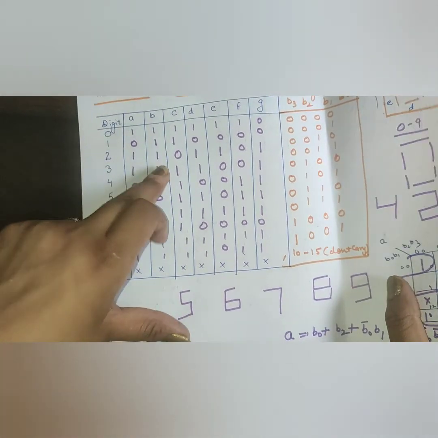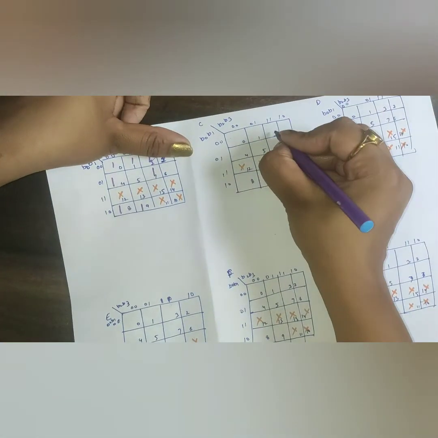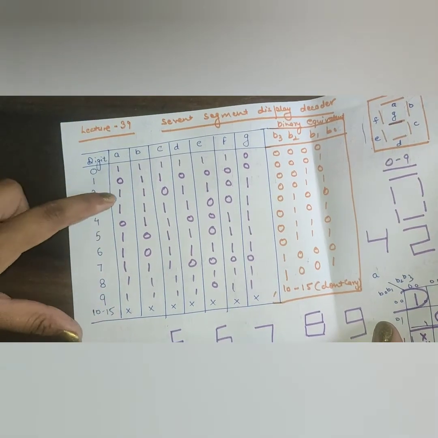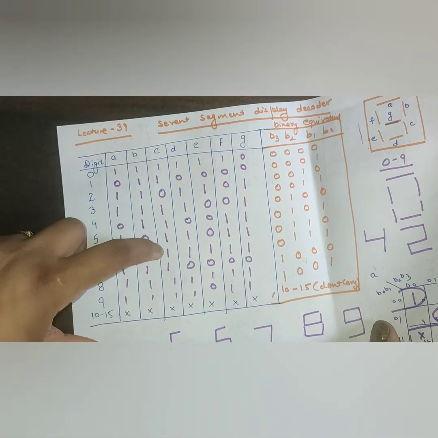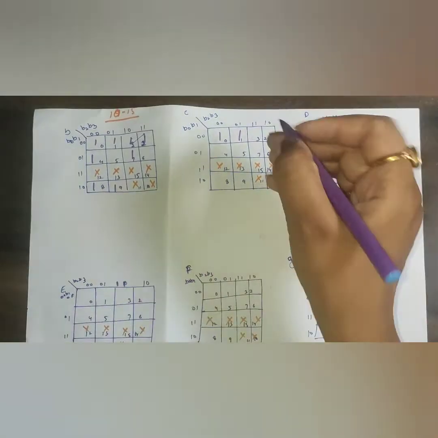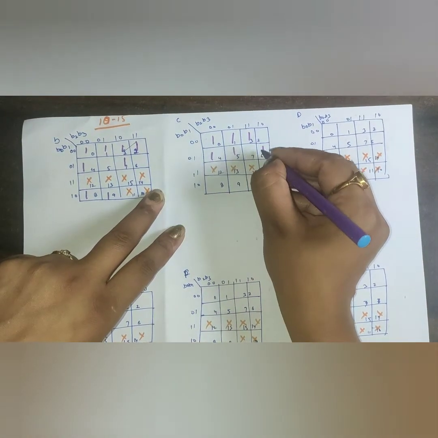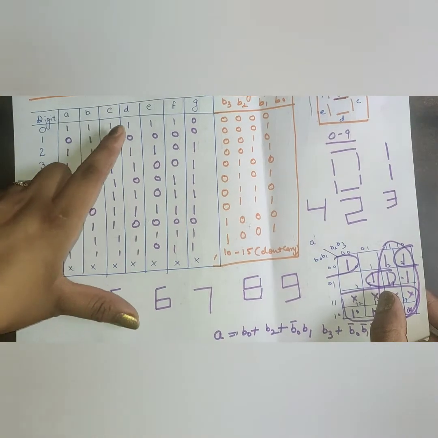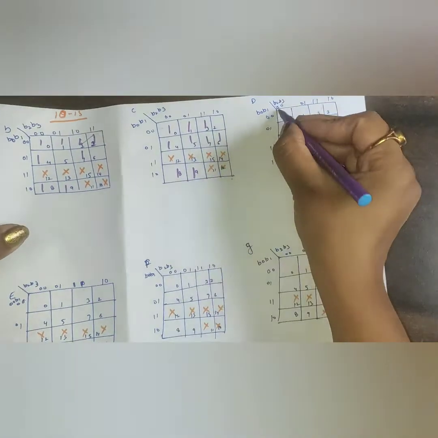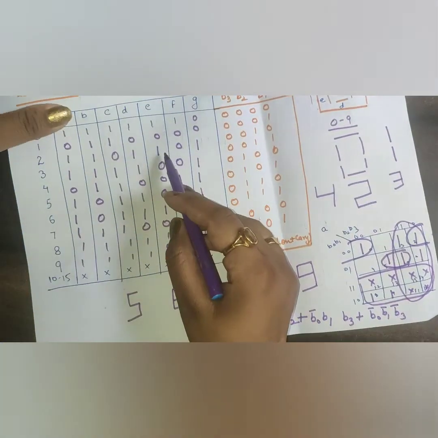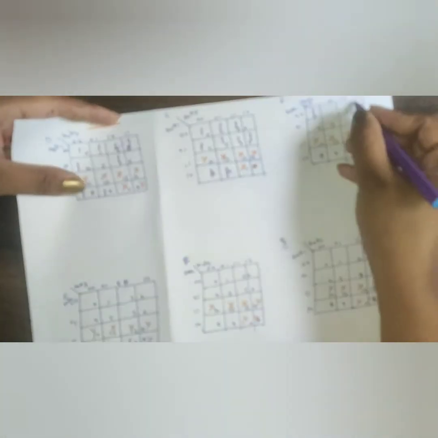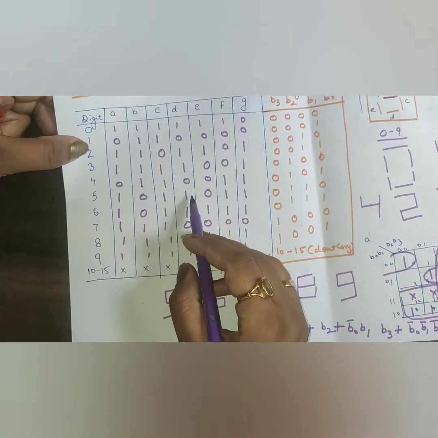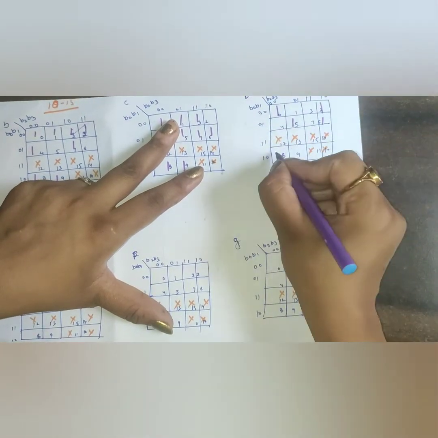For C, 0, 1, and then 3, 4, 5, 6, 7, 8, 9. All the ones. Now for D: 0, then 2, and 5, 6, 8, 9.